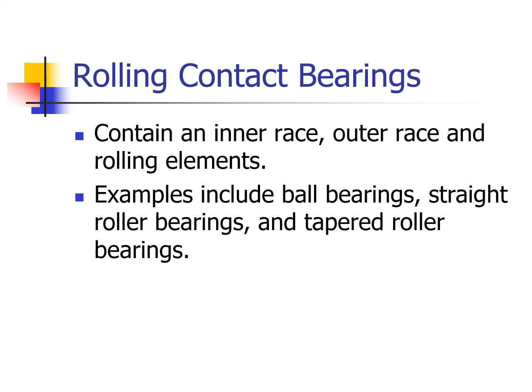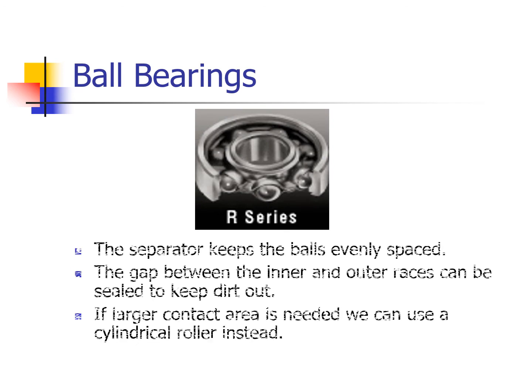I'm going to start off with roller bearings, and they basically contain an inner race, an outer race, and rolling elements. Examples include ball bearings, straight roller bearings, and tapered roller bearings. Ball bearings are probably the simplest of the bunch. Basically, I have an inner race, an outer race, and a series of ball bearings in the middle.